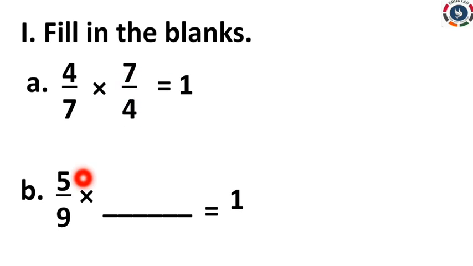B. 5 by 9 into dash equal to 1. So what do you multiply to get the answer 1? Right, the reciprocal of the first fraction. What is that? 5 by 9 into 9 by 5, you will write. You will get the answer 1.